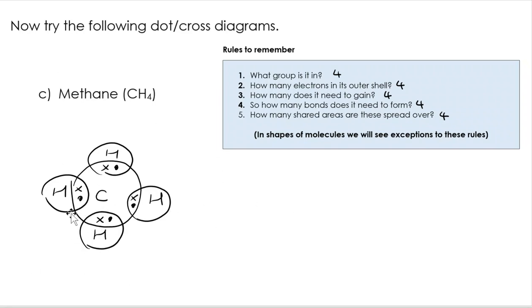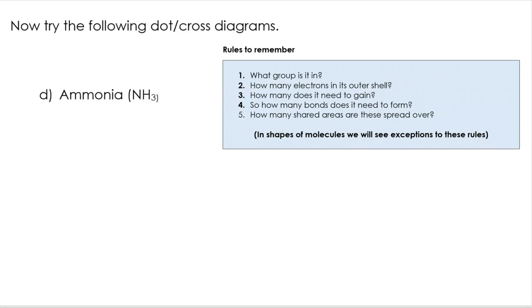So the hydrogens have now got 2 outer electrons, full outer energy level. Carbon has 2, 4, 6, 8 outer electrons, full outer energy level. Next example to try is ammonia.